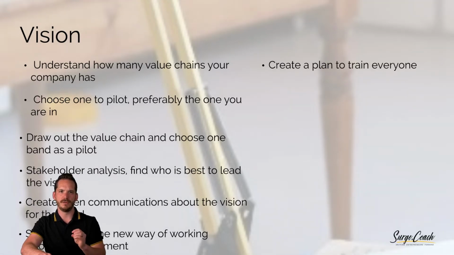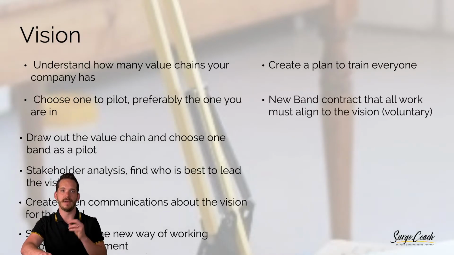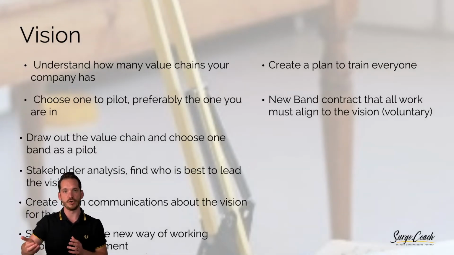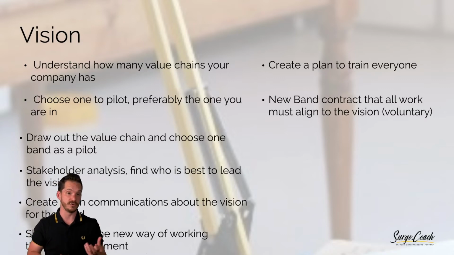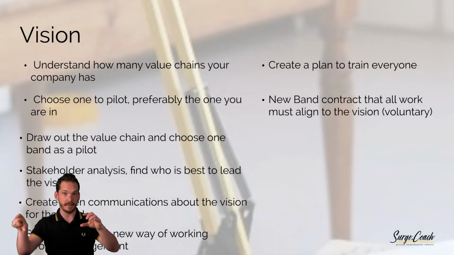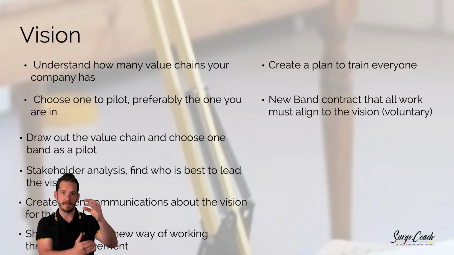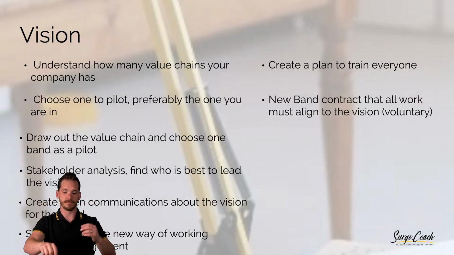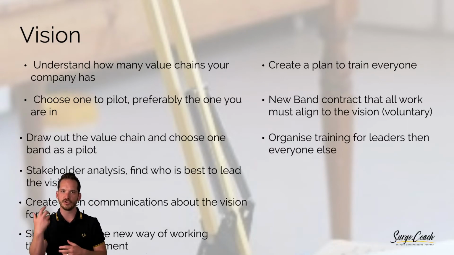Once you've got your vision, you're going to create a plan to train everyone on the vision, and everything else. Every new band contract must be aligned to the vision. So you start having a band contract, a social contract. How are we going to work? What are we going to do, etc. And you make sure that that's aligned to the vision. See how we're creating a step-by-step again? They're all things that come in to make the vision. Once we have a vision, the band then aligns their social contract to the vision. Organize training for the leaders and then everybody else. Again, the reason why is because you want leaders to be on board with what's going on. You don't want them to be a blocker.